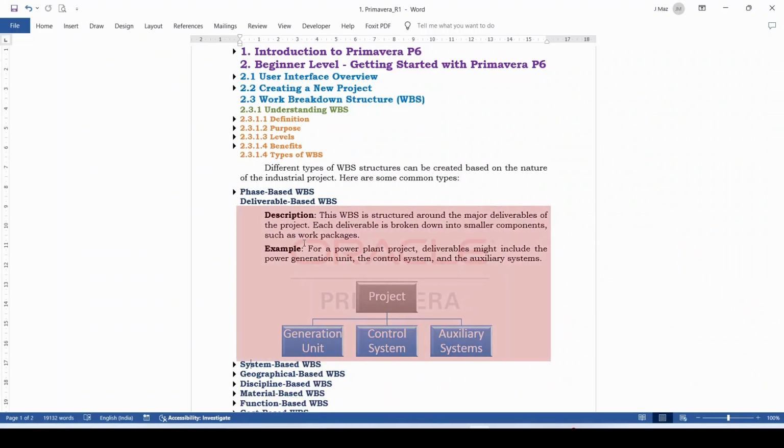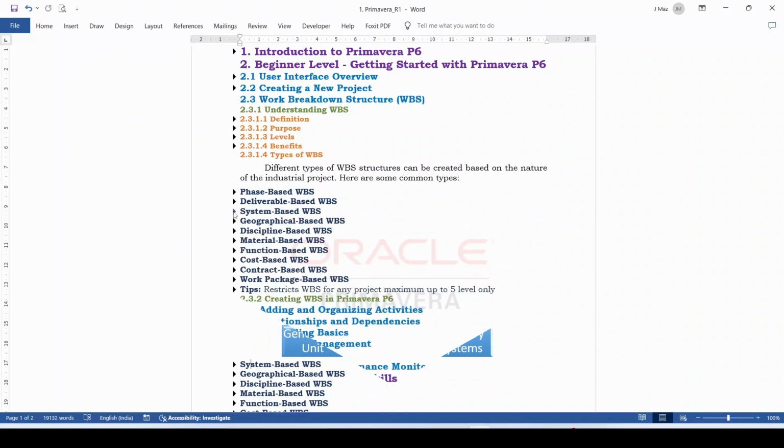This WBS is structured around the major deliverables of the project. Each deliverable is broken down into smaller components such as work packages, etc. For a power plant project, deliverables might include the power generation unit, the control system, and auxiliary system, etc. You can see in the pictorial diagram that the project is divided into three WBSs: generation unit, control system, auxiliary system.